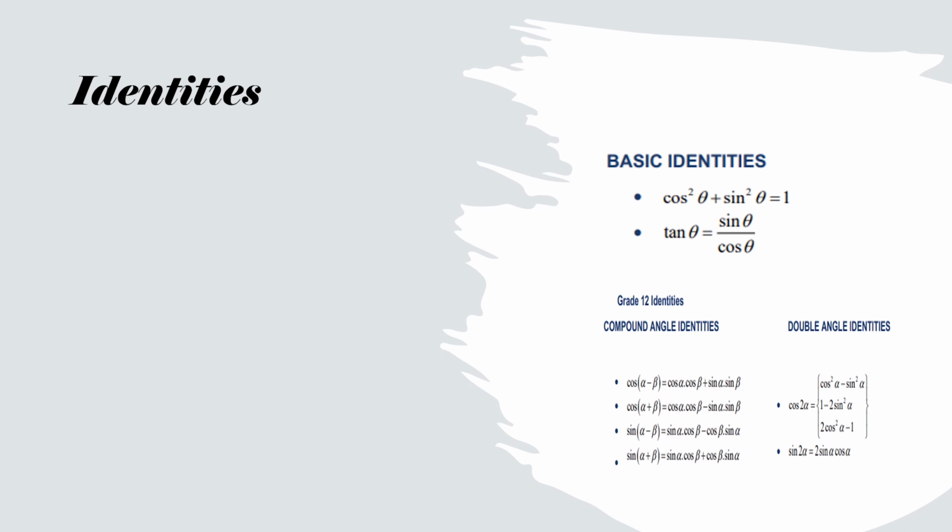You don't need to remember what all the identities are, as they are in your grade 12 information sheet. So you don't need to memorize all the identities. You just need to memorize the proving of them, by the way.